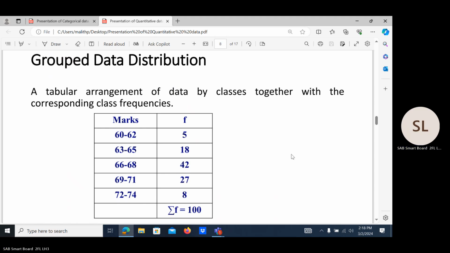Understood? Normally, we denote the frequency using F. The other one here is sigma F. Sigma is a Greek letter, and sigma represents the total. Sigma F means the total frequency value. Here, how many students are there? 100. That's the total value. When we need to express the total frequency, we use sigma F. That sigma we call capital sigma.